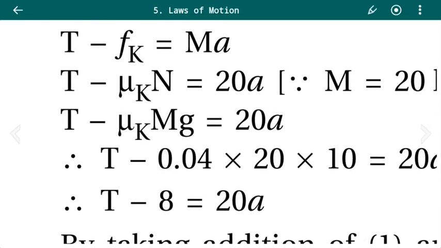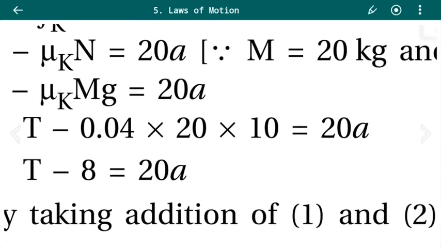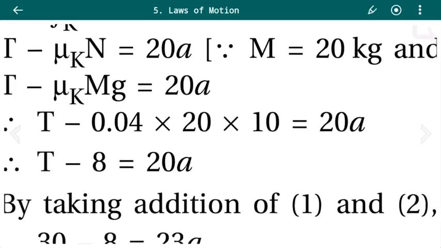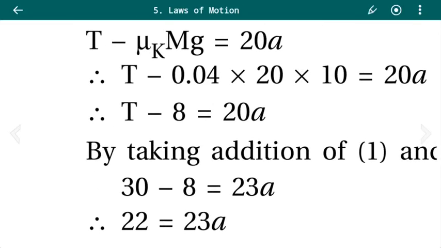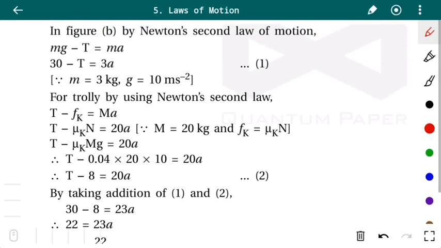Let us put the values of the coefficient of kinetic friction, the mass of the trolley, as well as g. So we get T minus 0.04 into 20 into 10 equals 20 a. So it becomes T minus 8 equals 20 a. So we got these two equations, equation 1 and equation 2.